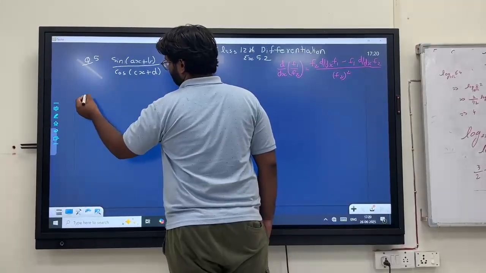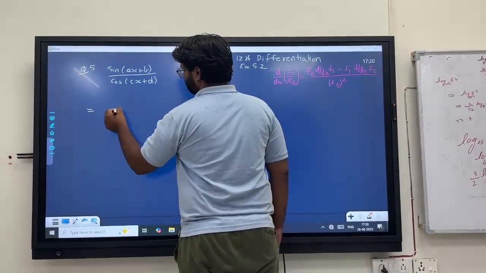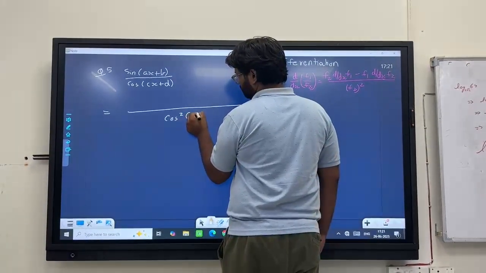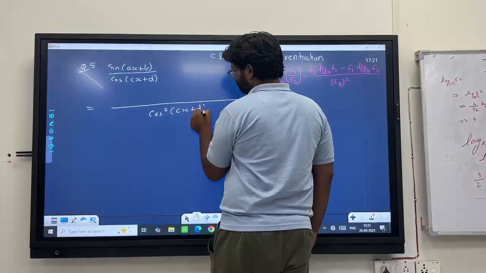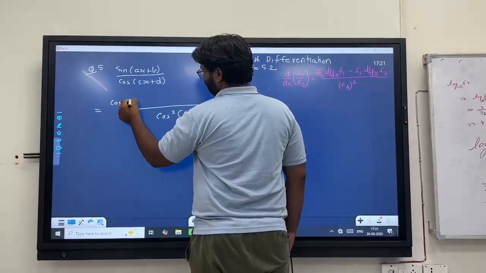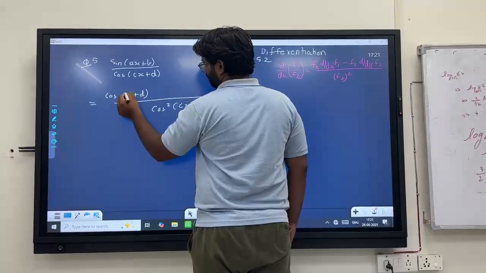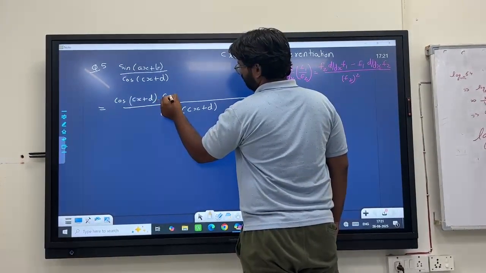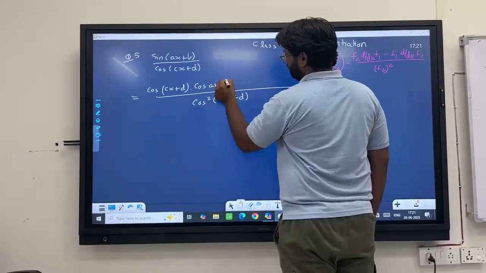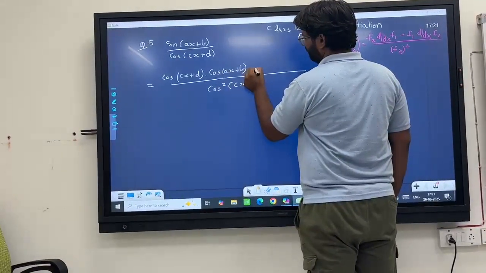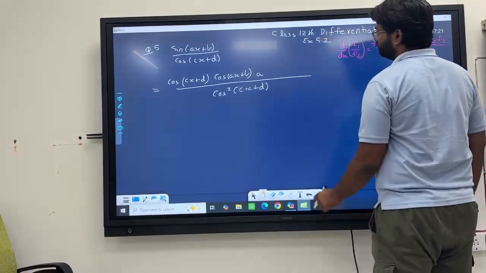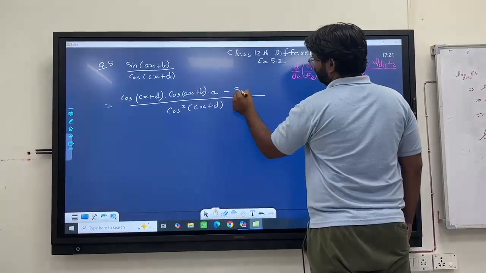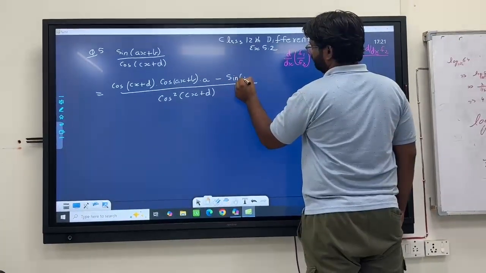So on differentiating, our first step would be square of the denominator, that is cos square of cx plus d, then cos of cx plus d. We will differentiate the numerator. It will become cos of ax plus b into a, following the chain rule. Now we will use a minus and then we will copy the first term, that is the numerator, sine of ax plus b.